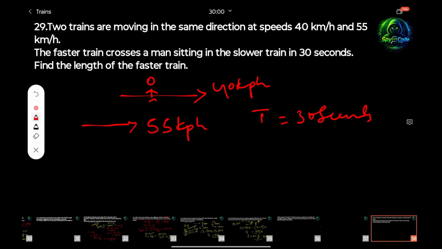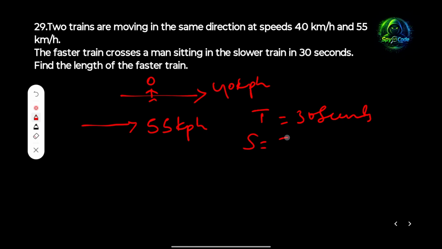Since the direction is the same, the speed will be S1 minus S2, that is 55 minus 40, which is 15 kilometers per hour. Now we need to find the length of this faster train. As I told you in the concept, the distance will be equal to the length of this faster train, which in the other case we took as L2.